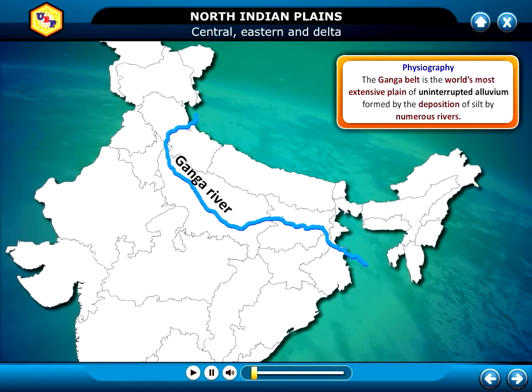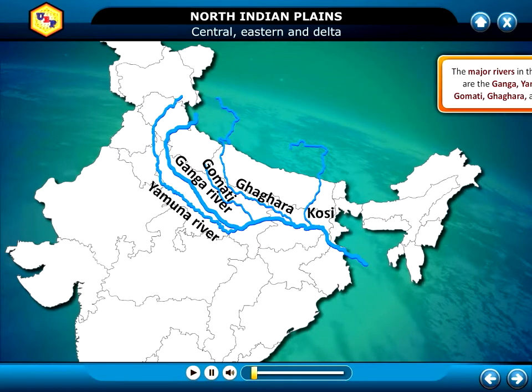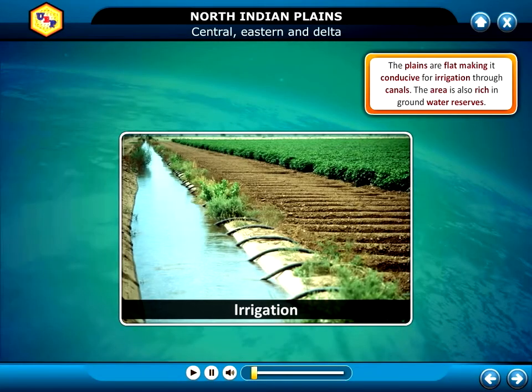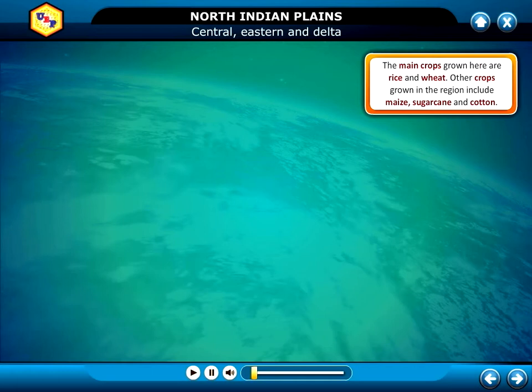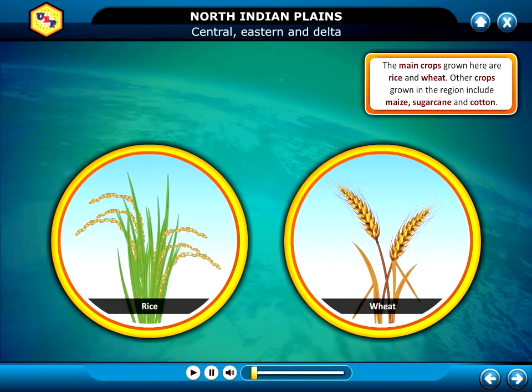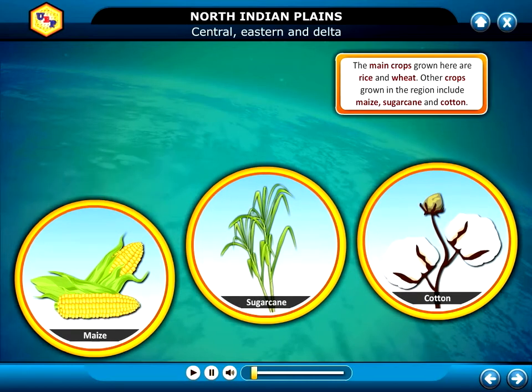Physiography. The Ganga belt is the world's most extensive plain of uninterrupted alluvium formed by the deposition of silt by numerous rivers. The major rivers in this region are the Ganga, Yamuna, Gomti, Ghaghara and Kosi. The plains are flat, making them conducive for irrigation through canals. The area is also rich in groundwater reserves. The main crops grown here are rice and wheat. Other crops grown in the region include maize, sugarcane and cotton.